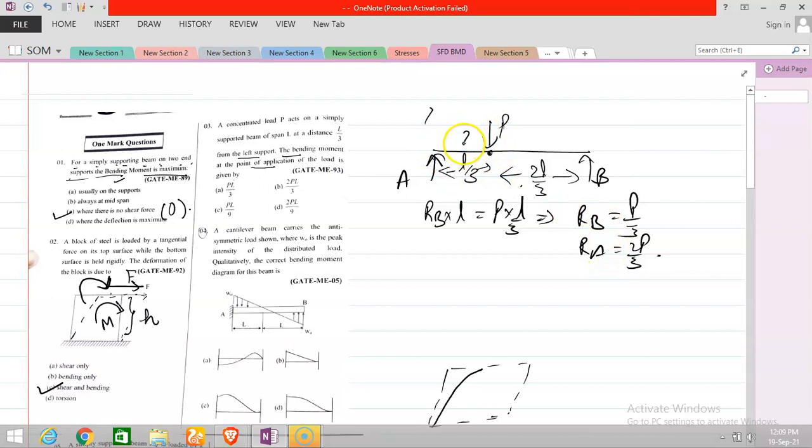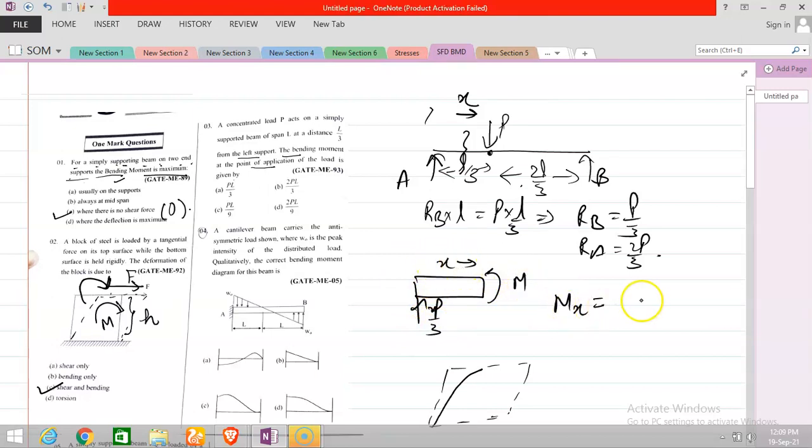So take any distance x. Suppose this is your beam, 2P by 3 is acting, and you take any distance x. This is your moment. Now M at any distance x is equal to 2P by 3 into x. Now at the point of application of load, the value of x is L by 3. You put that value, and you get 2PL by 6, sorry, 2PL by 9. 2PL by 9 is the answer.